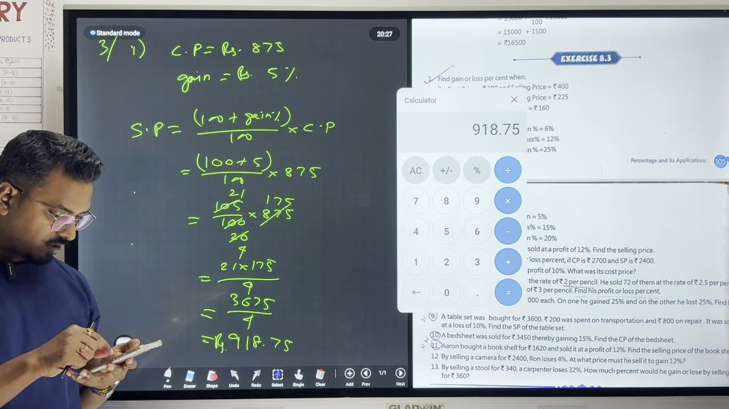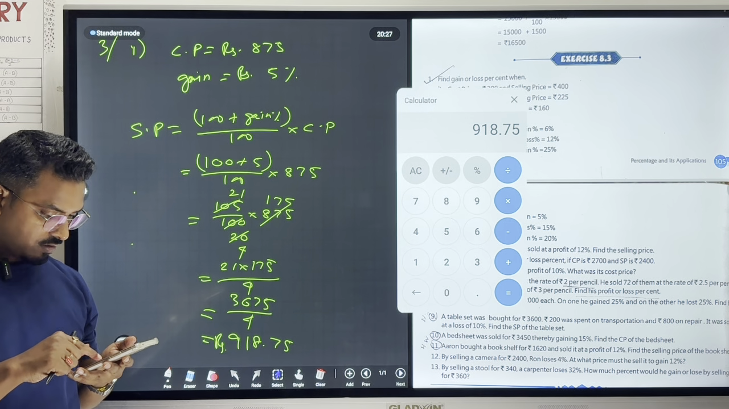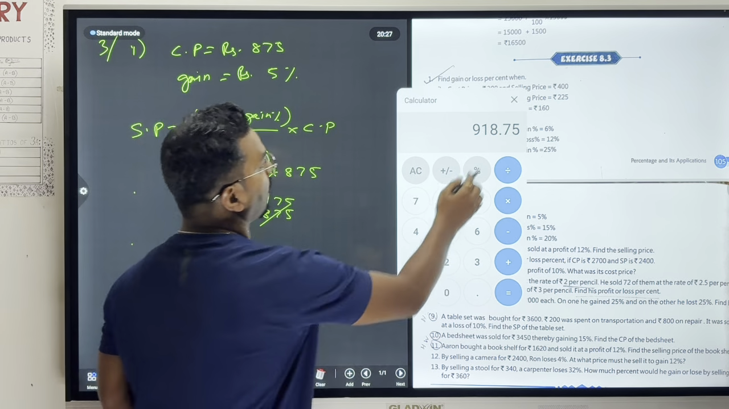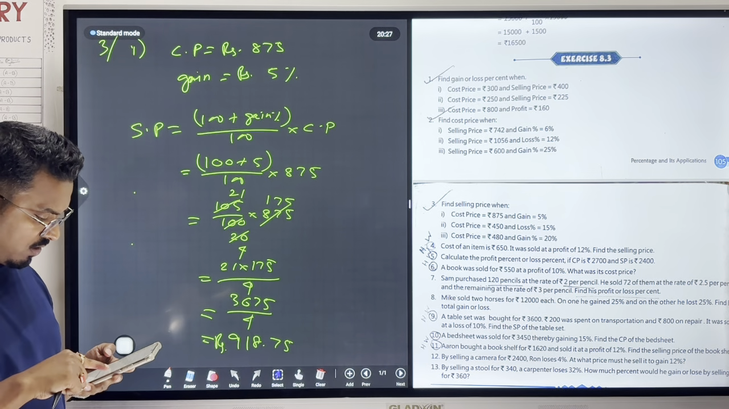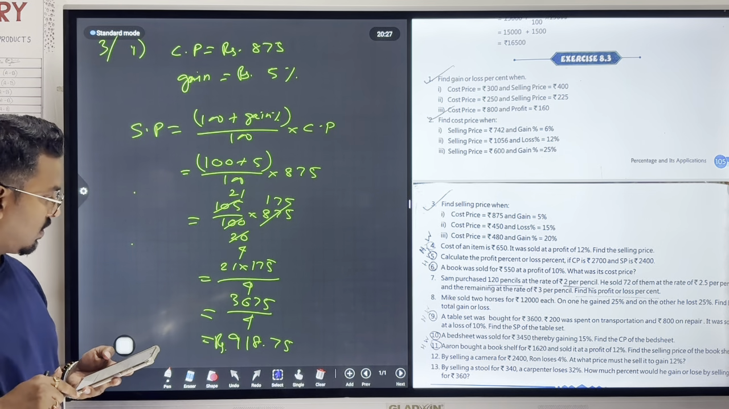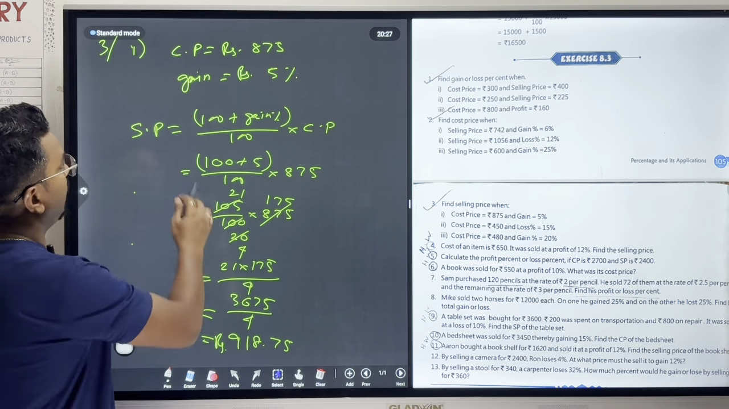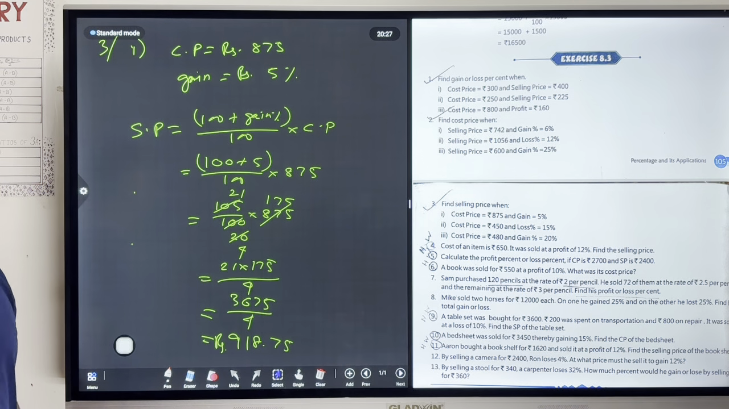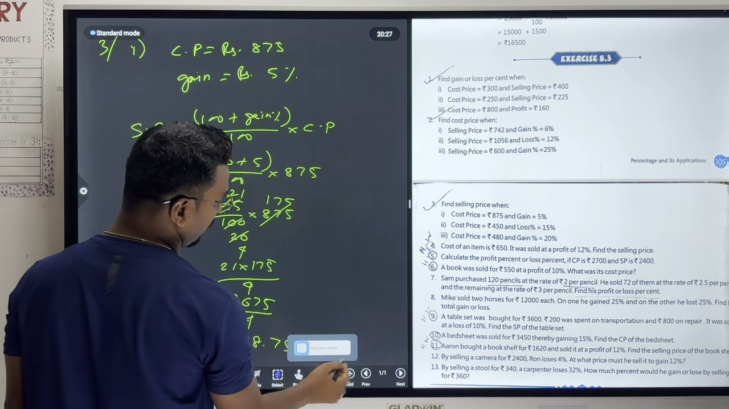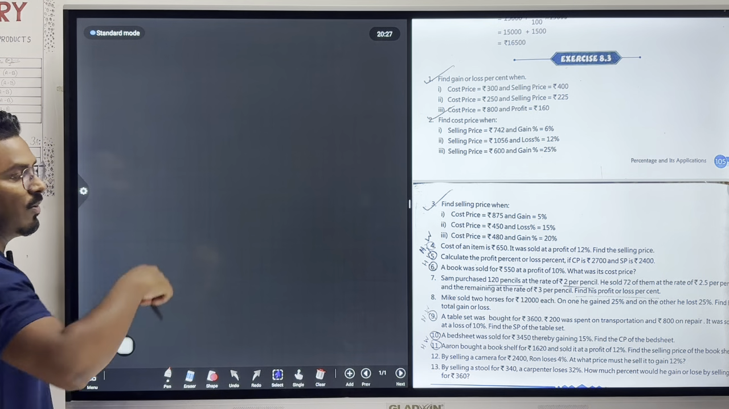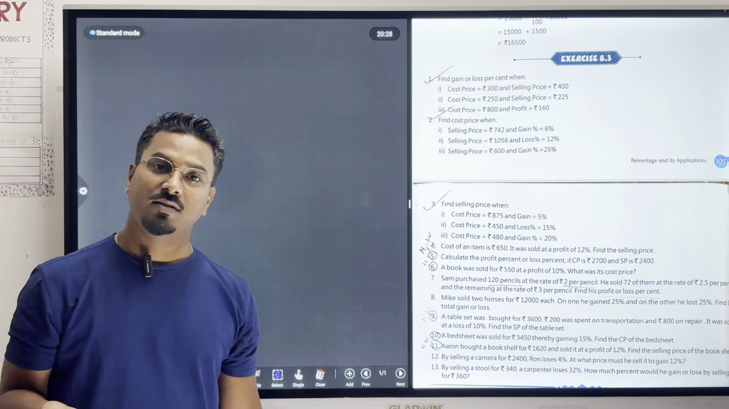918.75. Is it the correct answer? This is question number 3, right? Let me check the answer. 918.75. That's the correct answer. Okay. So by applying this formula, you can directly get the selling price. There are other formulas also you can find in the textbook, but if you apply this formula, you will get directly the selling price or the cost price. Clear?